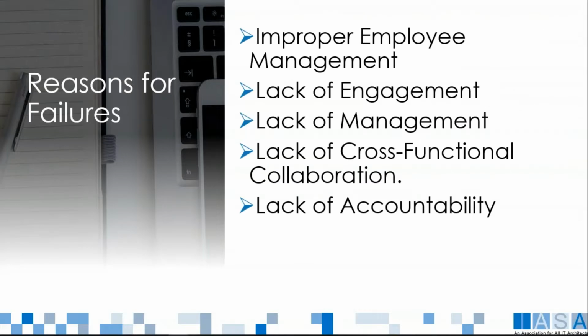So out of all the reasons that McKinsey wrote about, the top 5 that I read about were improper employee management. And again, that communication between teams, which also comes down a little bit later. A lack of engagement, a lack of overall management. I think that's a little bit overlapping though, because I think these are all kind of a lack of management. And finally, a lack of accountability.